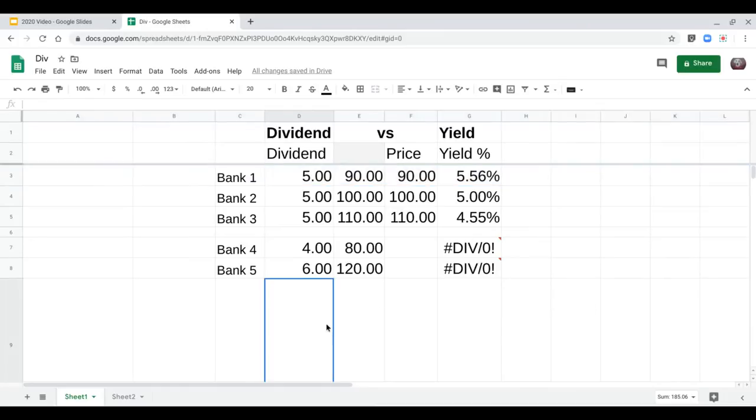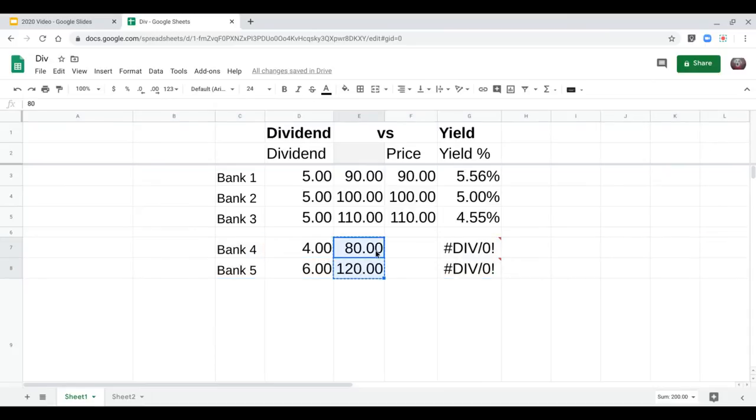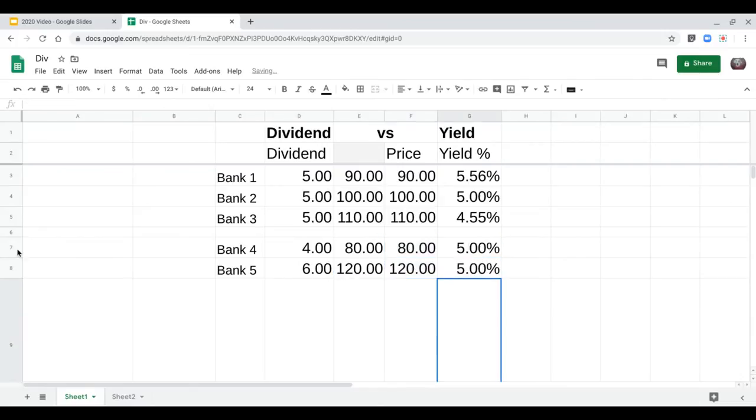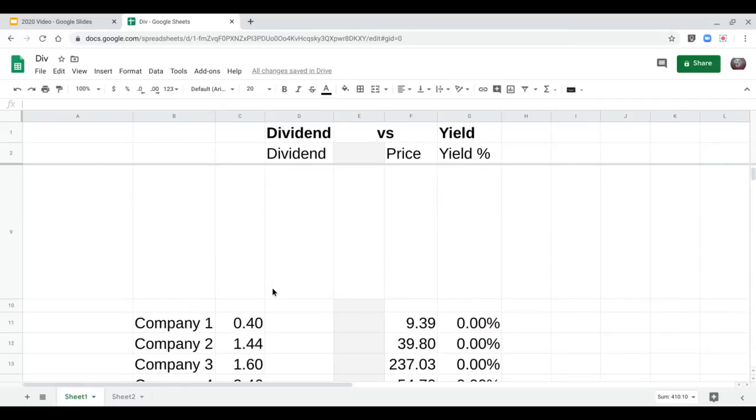All right, let's use one more banking example. Bank 4 or Bank 5, which would you choose? Ready? All right, let's do the same exercise. Divide the dividend into the price that you had to deposit, and your answer is 5%, 5%. There is no difference. Now let's apply this to the stock market.